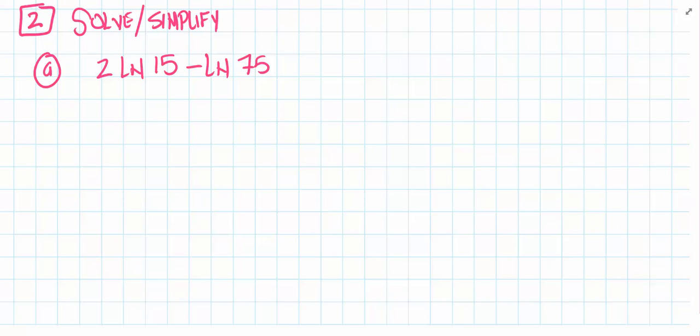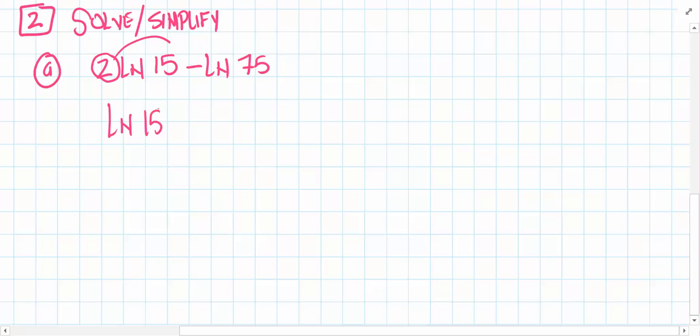Okay, we're actually going to simplify this. There's nothing really to solve. We're going to simplify this: 2 natural log of 15 minus the natural log of 75. Okay. Well, the same kind of thing still applies. Like, where did this 2 come from? It came from up there, right? So that's going to be the natural log of 15 squared minus the natural log of 75.